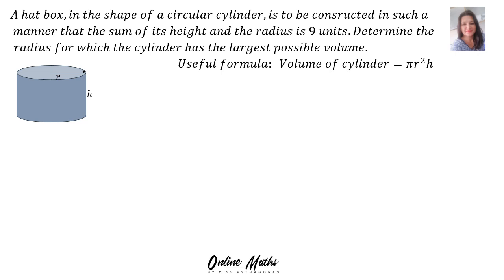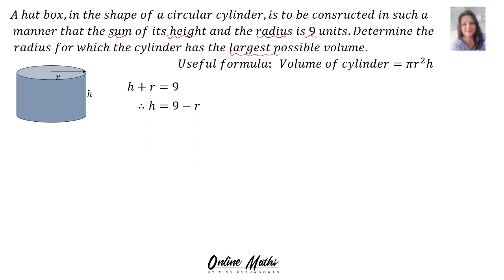Now, the largest possible volume, this means maximum. So we need to find the formula, and then we will find the derivative and equate to 0. Now, first of all, there's a little bit of information here, and that is that the sum, that's plus, of height and radius is 9 units. So that translates to h plus r equals 9.